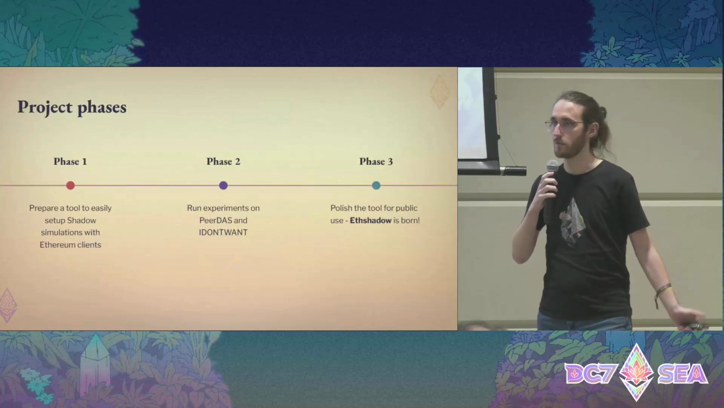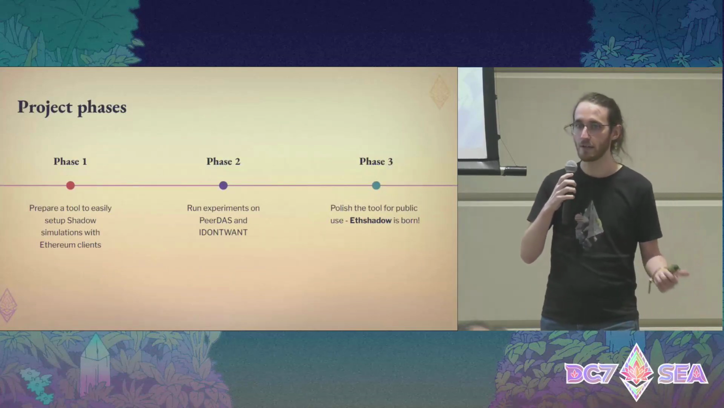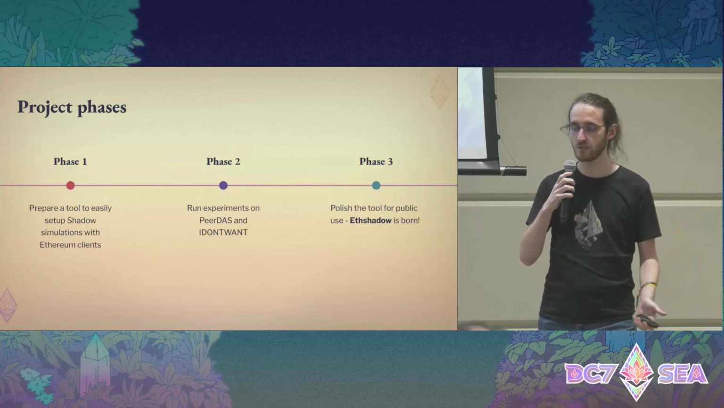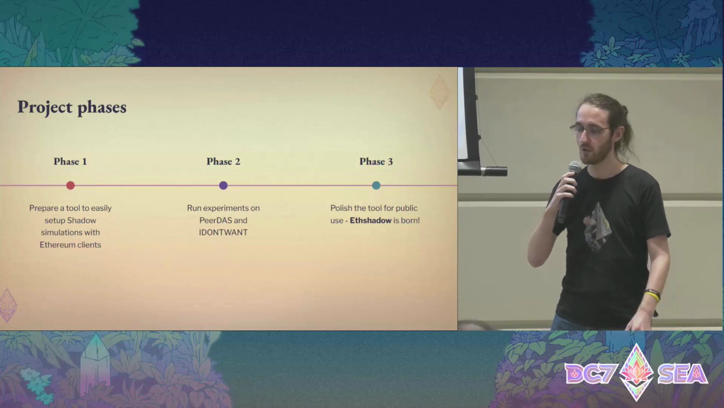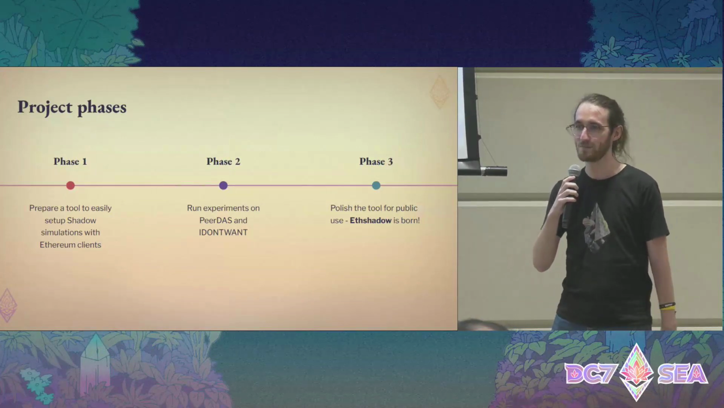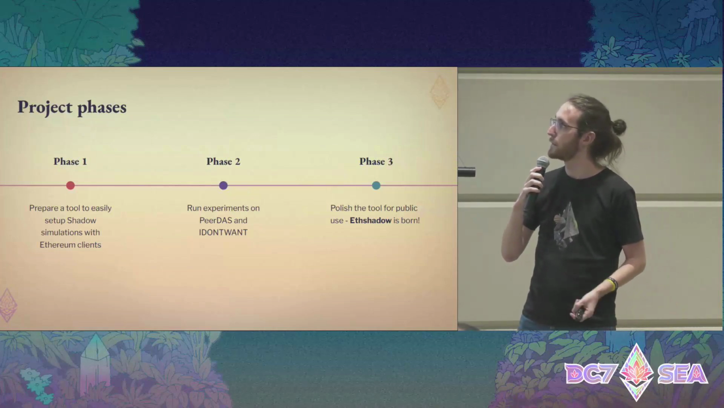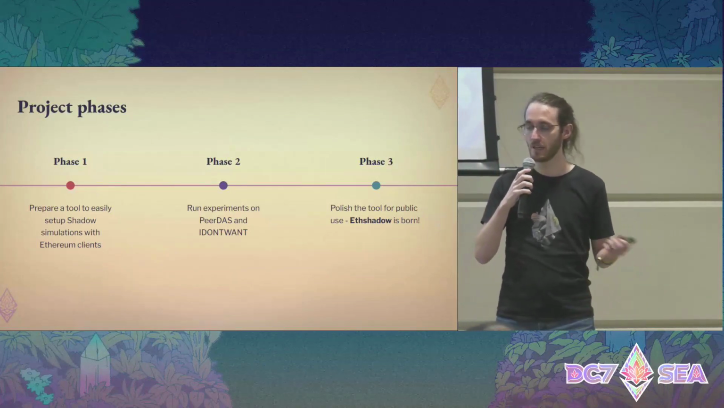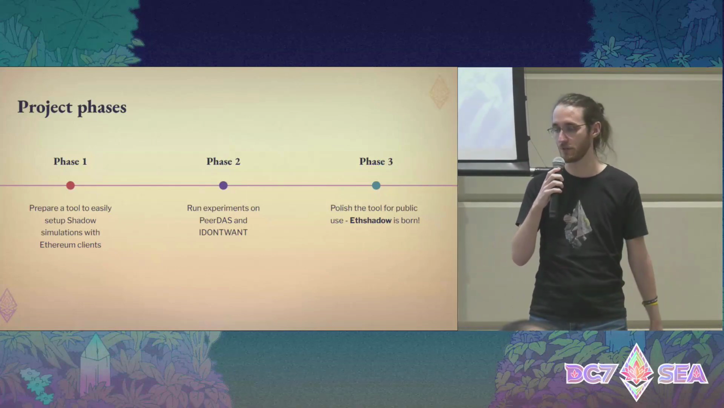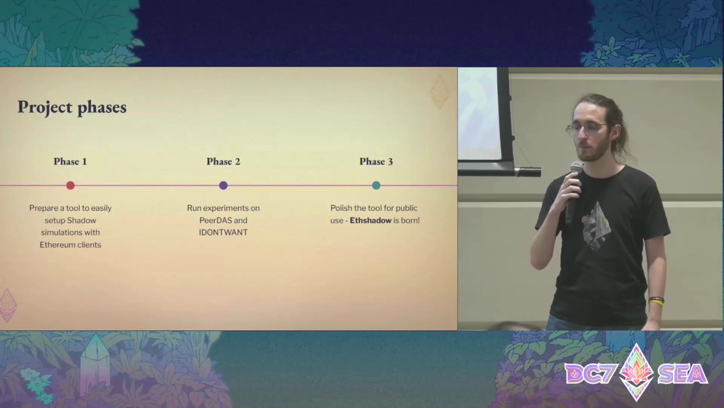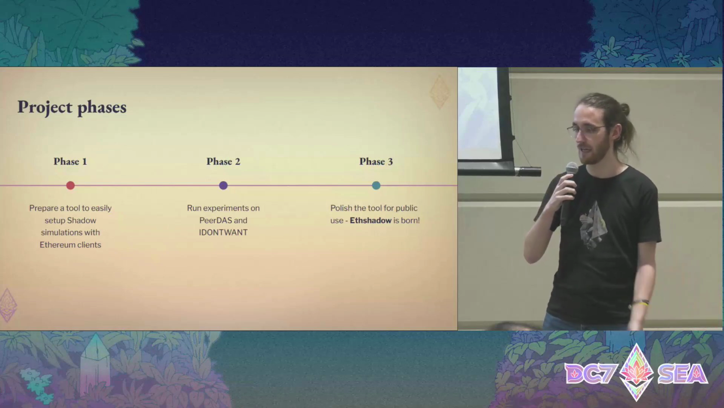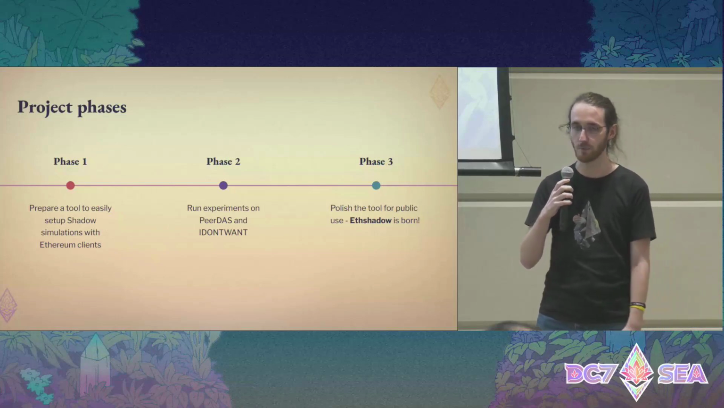So I kind of had a three-phase project. First, I wanted to prepare a tool that allowed me to easily set up these Shadow simulations with Ethereum clients. That is easier said than done because Shadow can be kind of finicky sometimes, so it took a while. In the second phase, I wanted to run experiments, specifically on PeerDAS and IDONTWANT, also known as GossipSub 1.2. And in the third phase, I thought maybe if I saw in the experiments that this is actually a useful tool, I wanted to polish it, and I actually did, and thus Ethshadow was born.